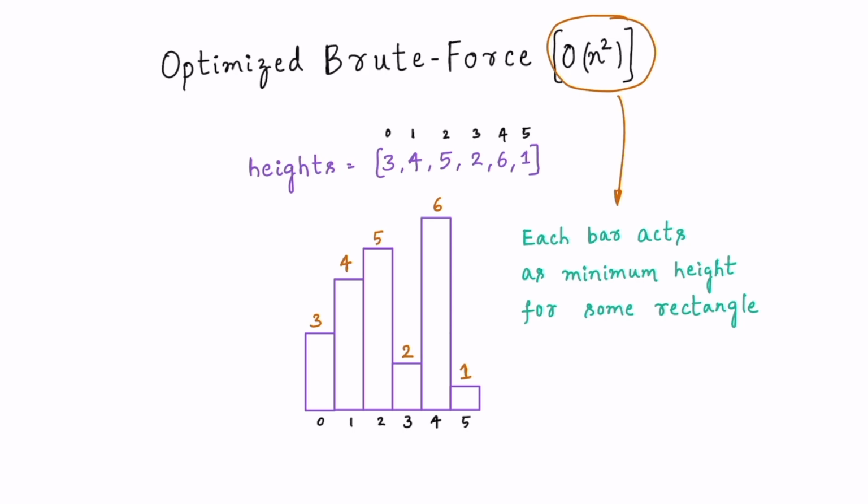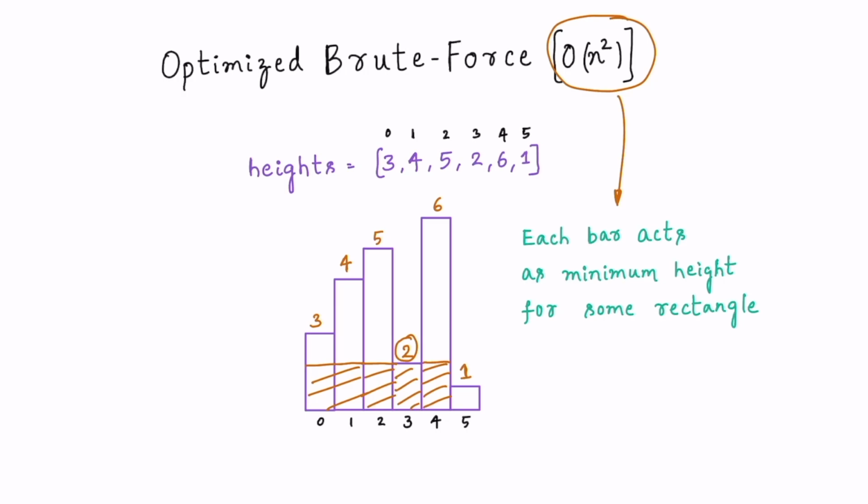Similarly, if we consider this bar of height 4, this bar is the minimum height for the rectangle formed by just the index 1. This is also minimum height for the rectangle formed by indices 1 and 2. Finally, let's consider this bar of height 2, where this bar is the minimum height for the rectangle formed by just the index 3. This is also the minimum height for this rectangle. It is also the minimum height for this rectangle, and it is also the minimum height for this bigger rectangle.